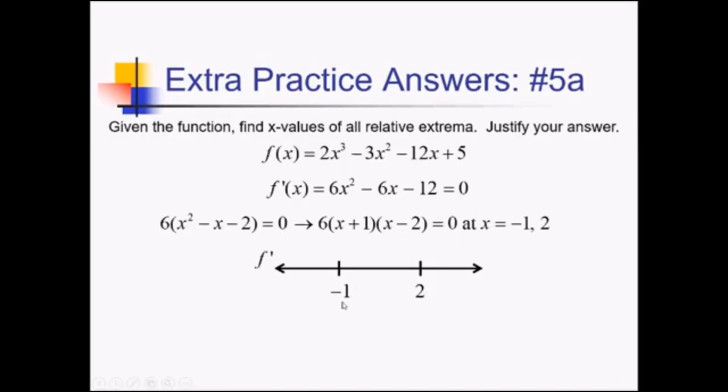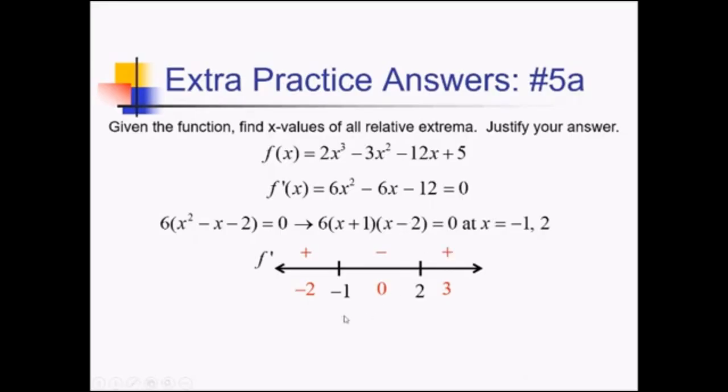So testing a number that's less than negative 1, like negative 2, and I'll just use this version of f prime right here. So that's going to be a negative times another negative, which is positive. Between negative 1 and 2, we've got 0. That's a good number to use. So that's a positive times a negative, which comes out negative. And then bigger than 2, let's test out 3. So that's positive times a positive, which comes out positive.